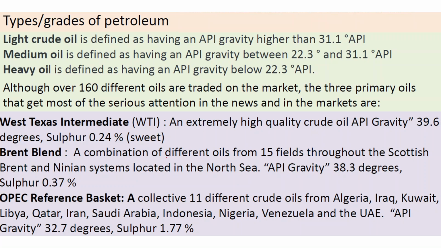Brent blend is a combination of different oils from 15 fields throughout the Scottish Brent and Ninian systems located in the North Sea. It has API 38.3, but the sulfur content is more than the West Texas Intermediate. And the third type is the OPEC reference basket, a collective of 11 different crude oils from Algeria, Iraq, Kuwait, Libya, Qatar, Iran, Saudi Arabia, Indonesia, Nigeria, Venezuela, and UAE. It also has a good API of 32.7 degrees, but the sulfur content here is very high, that is 1.77%.